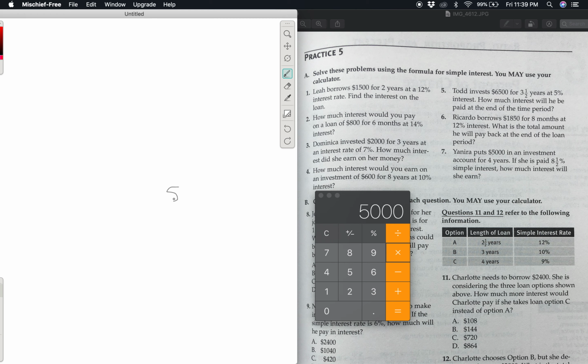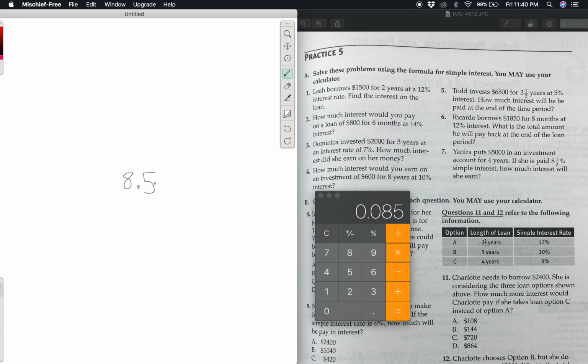Let's do this, because after I put this in the calculator, you're going to ask, why is it like that? Because this is what I'm going to do. I'm going to put 5,000 times 0.085. You're going to be like, what? But I'll tell you why. Let me erase this. If she paid 8.5%, remember half equals 0.5.